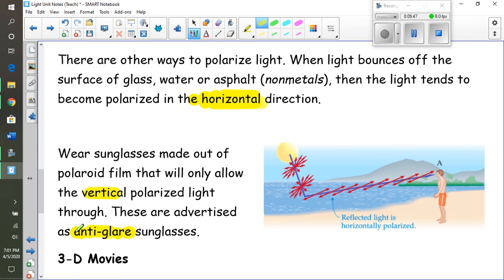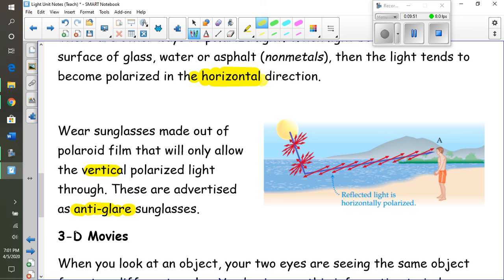Okay, so this was actually one of your CLAs earlier. Some people got it, some people were kind of hit or miss on it, but this is really what's going on. Sunlight becomes horizontally polarized when it bounces off of water, so we block that horizontal light, and it in fact acts like sunglasses.